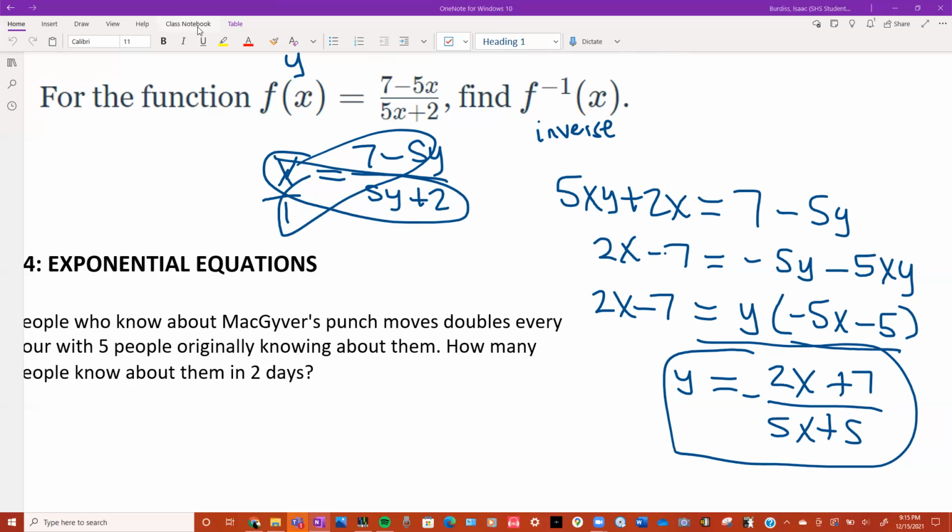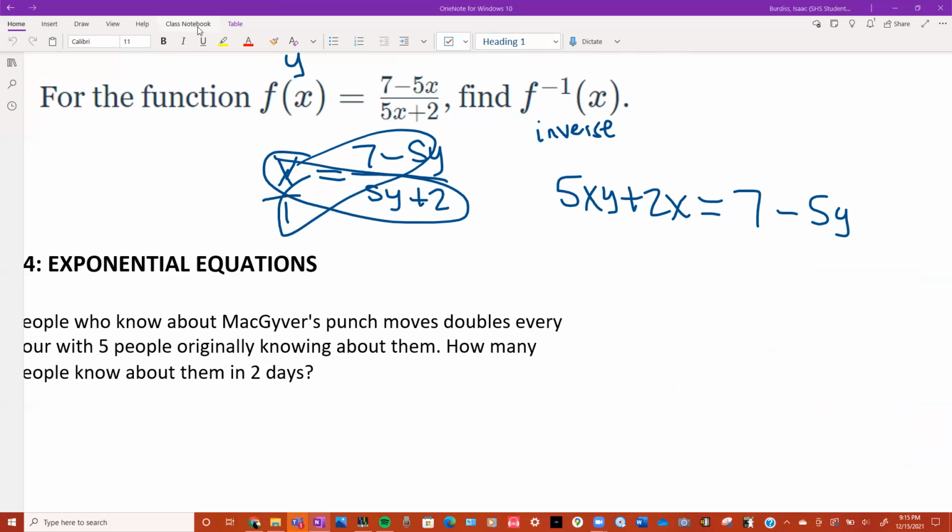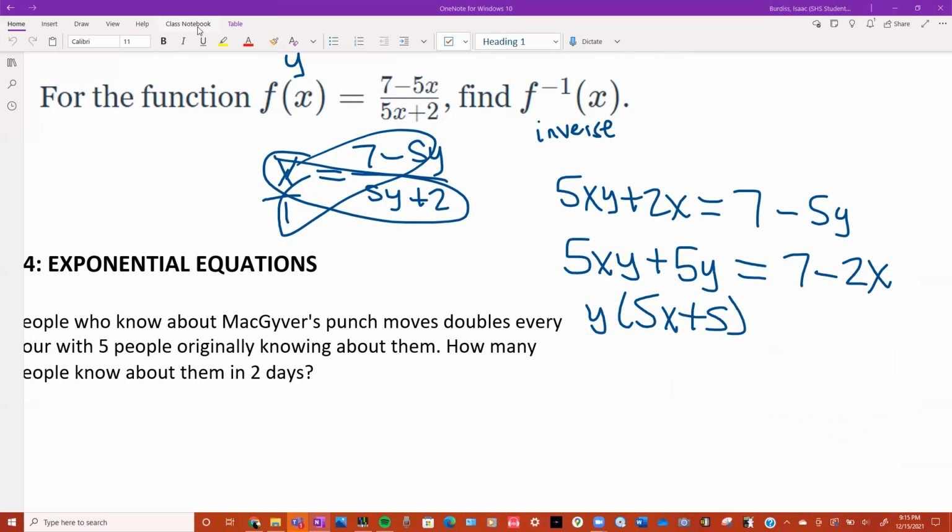Let me just backtrack this thing for a second. Sorry, that's making this even longer. To avoid our negative mistakes, let's just do this. Put that on that side, and then 7 minus 2x. Then we have plus 5, 2x plus 7. Okay, there we go. This is the answer. All right.